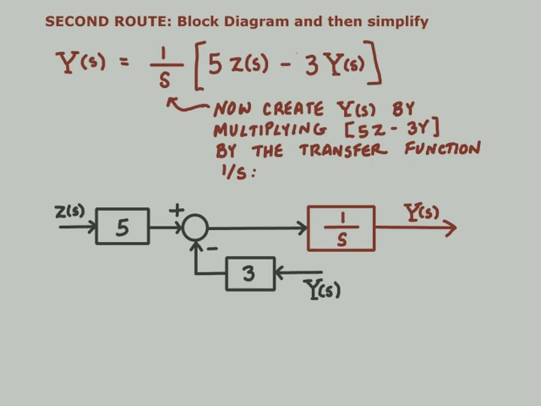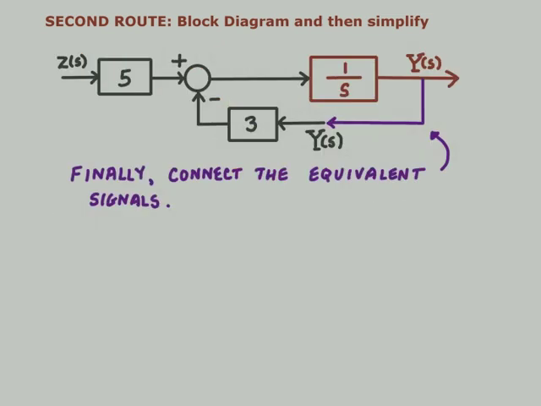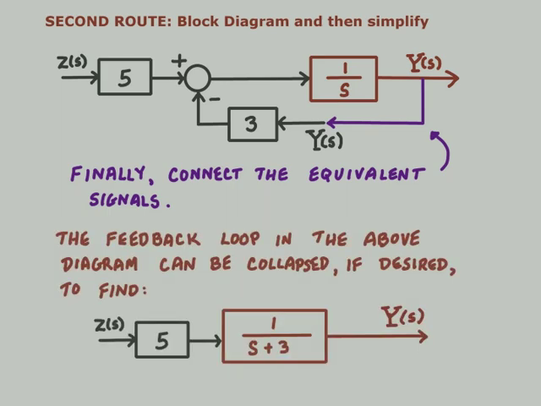Now that signal needs to be multiplied by 1 over s to make Y(s). So we add the block 1 over s to the output of that summation junction, and that forms the signal Y(s). Note that Y(s) is the input to the block 3 and the output of the block 1 over s. So since these are the same signal, we connect them together. That yields the block diagram for our first equation. If we desire, we can collapse the feedback loop to find an equivalent transfer function.